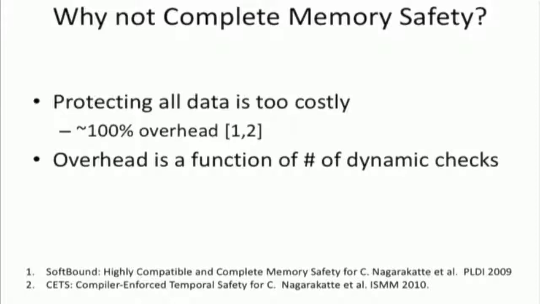So as I briefly talked about in the beginning, why don't we insert checks before every pointer dereference to see if the pointed-to object is the most recently assigned object? And the reason is that it's costly in terms of overhead. So state-of-the-art complete memory safety mechanisms have about 100% overhead or more, depending on the program itself and how often it uses pointers. And the overhead is a function of how many of these new checks we insert into the program.